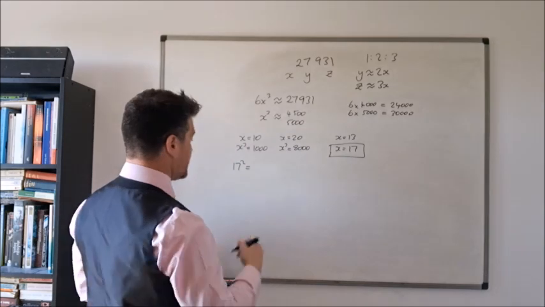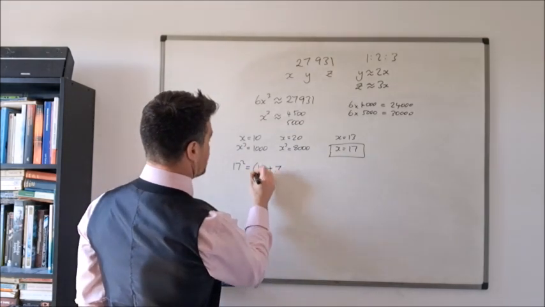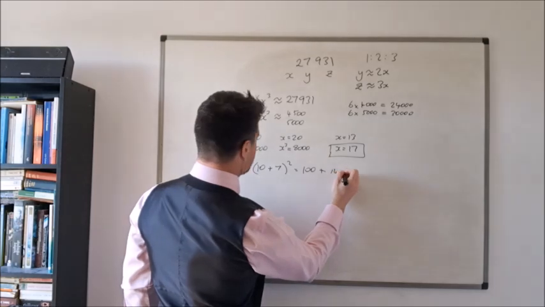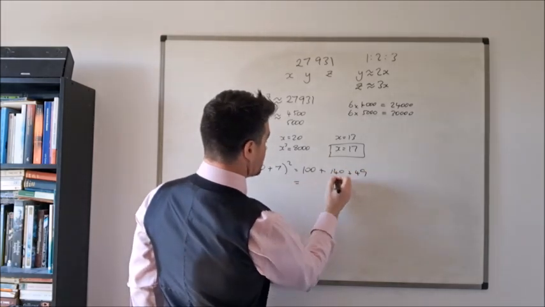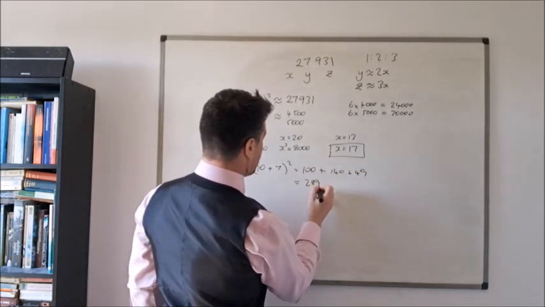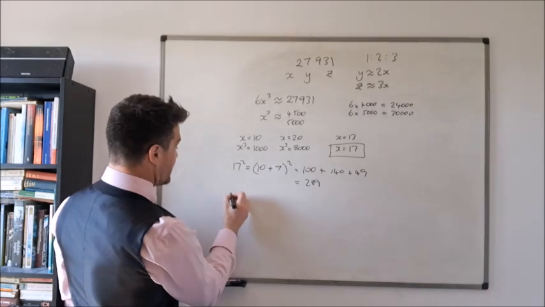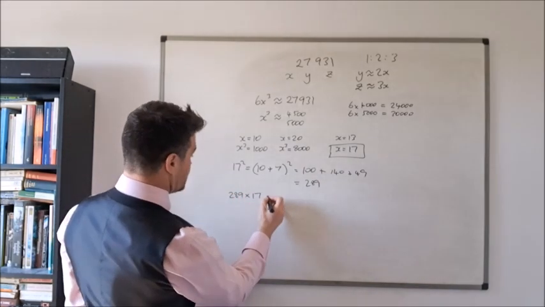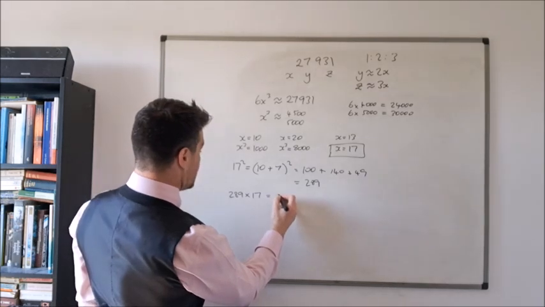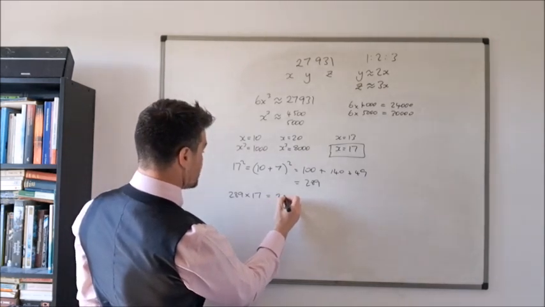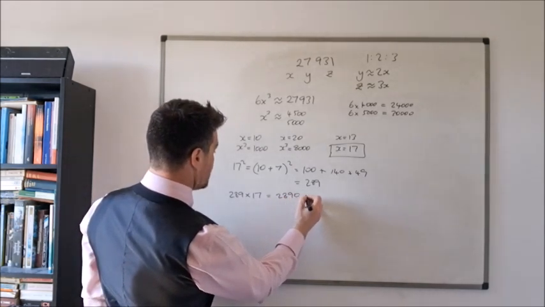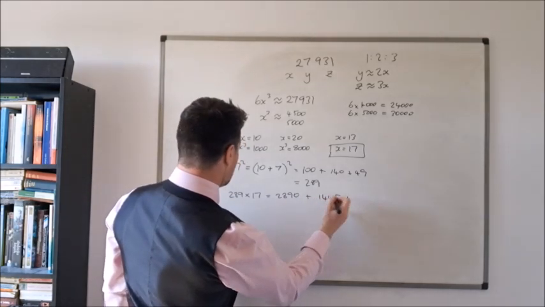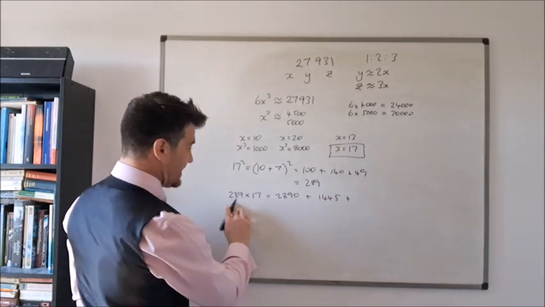17 squared: 10 plus 7 squared, 100 plus 140 plus 49. 289, of course. And 289 times 17, oh goodness. 289, so it's going to be 2,890 plus half that, 1,445, plus twice this. I'm going to round this up to 300.